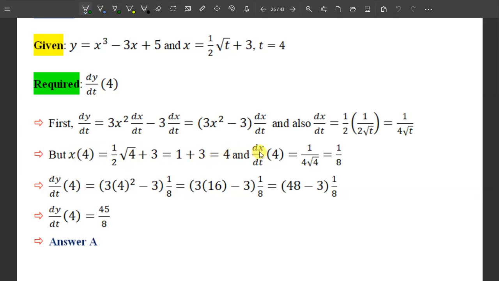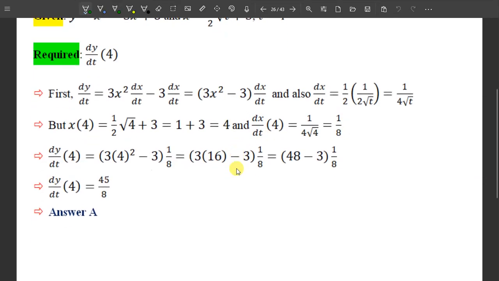And also, dx/dt is equal to 1 over 4 times radical t, replacing t by 4: 4 times radical 4. 4 times radical 4 is simply 8, because radical 4 is 2, and 2 times 4 becomes 8. So 1 over 8. Now the rate of change of x with respect to time is 1 over 8.